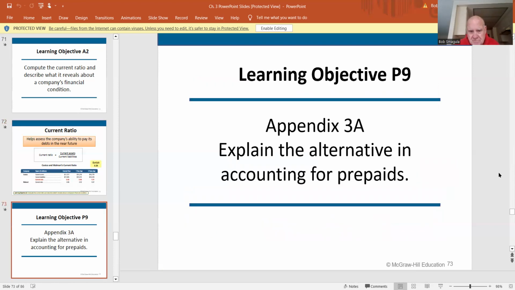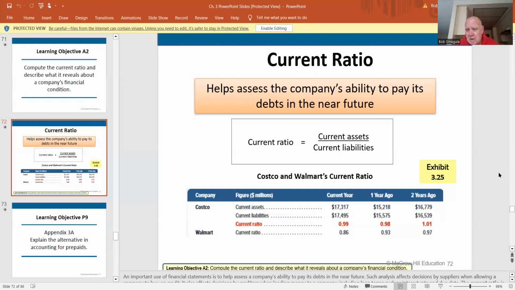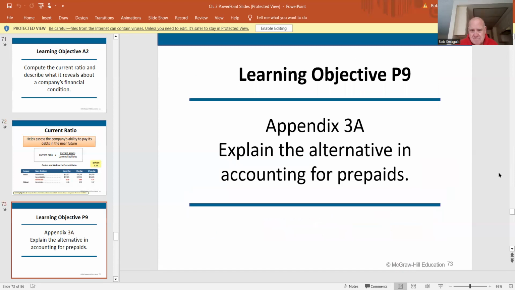Current ratio. It's a measure of a company's liquidity, how quickly they can pay their bills. If it's over 1, you're okay. Below 1, you might have a problem.